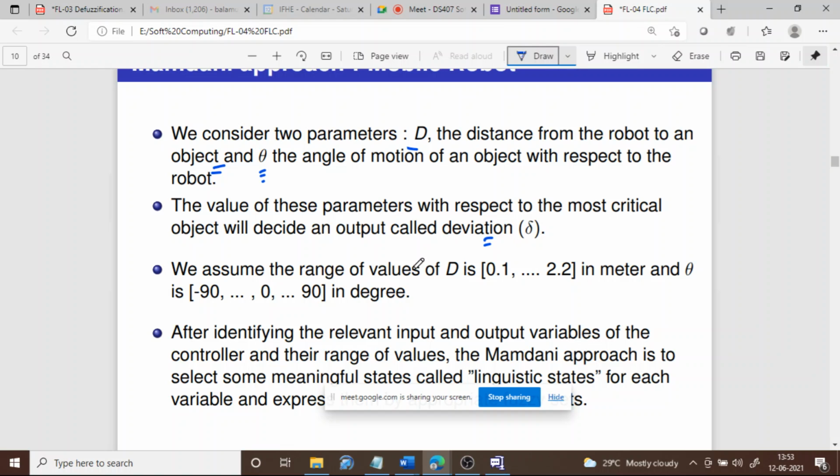The distance d is a set that takes values from 0.1 to 2.2 meters. That is, 2.2 is the maximum distance that an object can be away from the robot, and 0.1 is the minimum distance. Theta is the angle in which that object is moving, represented as minus 90 to plus 90. The working of this problem we'll discuss in the next class.